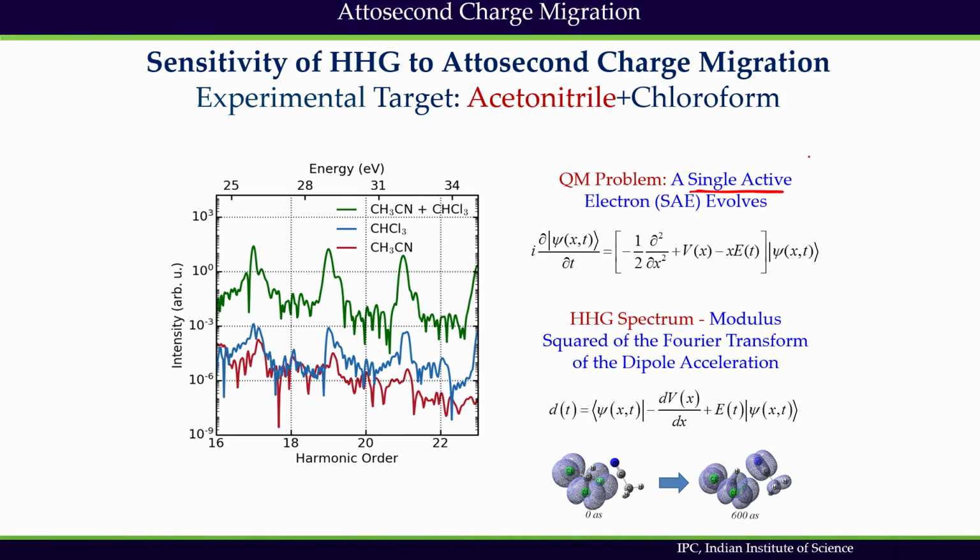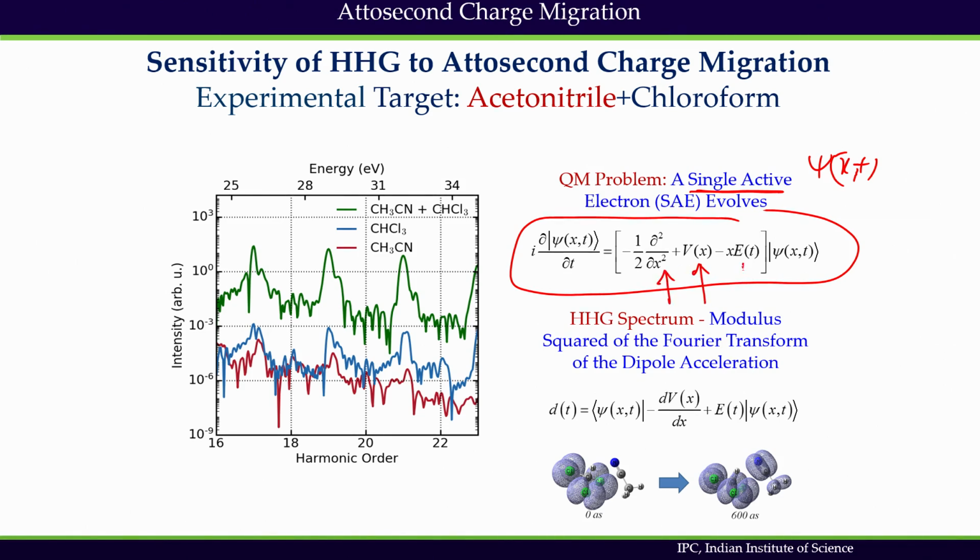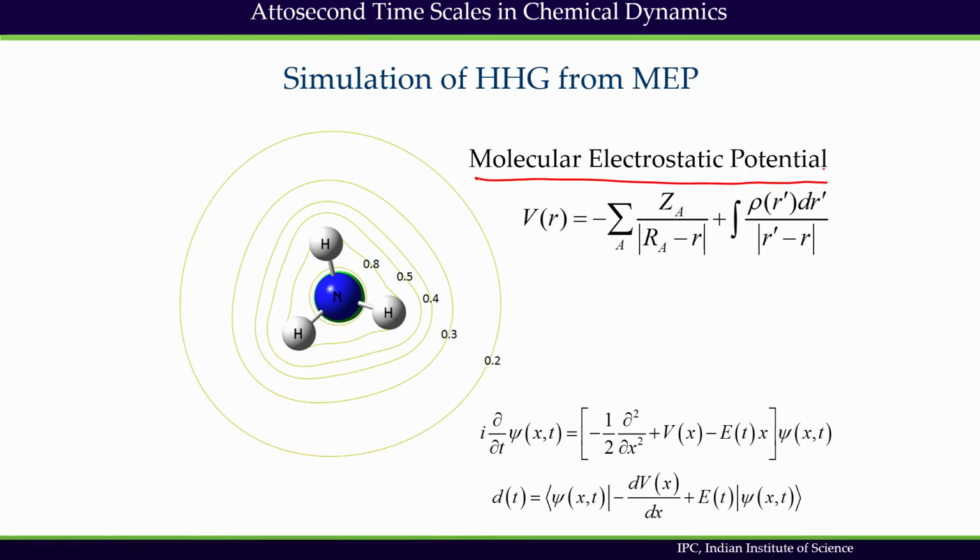So I have an active electron, and the wave function of that active electron is psi(x,t). This is the time dependent Schrodinger equation. I have a kinetic energy component, I have a potential component, I have an external electric field component. And what is that potential? Potential is nothing but the molecular electrostatic potential. When the electron is away from the cation, this cation has its own electrostatic potential, which means it is actually affecting the electrostatic environment of the system. So this is the molecular electrostatic potential which we can define. Molecular electrostatic potential is the interaction.